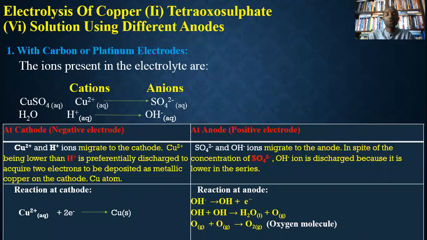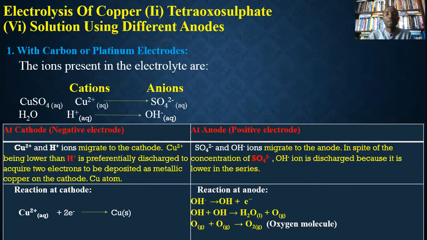Now at the anode, the 2 of them, SO4 2- and OH-, will also migrate to the anode. When they get to that place, OH- is lower in the electrochemical series, so it will be preferentially discharged. So OH- will combine with another OH- to give water and an oxygen atom. Then the oxygen atom will combine with another oxygen atom to produce oxygen gas, an oxygen molecule.